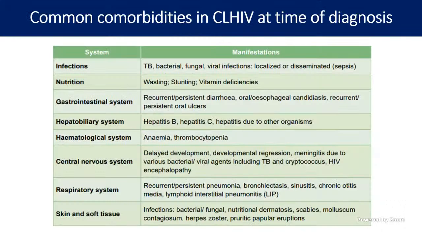So what are the common comorbidities they will have? See, infections. Tuberculosis, as we know, almost 50% of our HIV children do have tuberculosis. And when they are immunosuppressed, bacterial infections are very, very common. Viral infections are common. Fungal infections are very common. And they may have septicemia, disseminated septicemia, and DIC they may land up with.